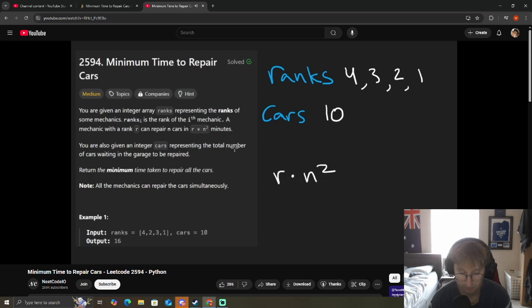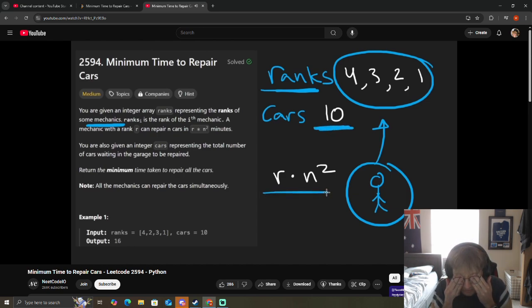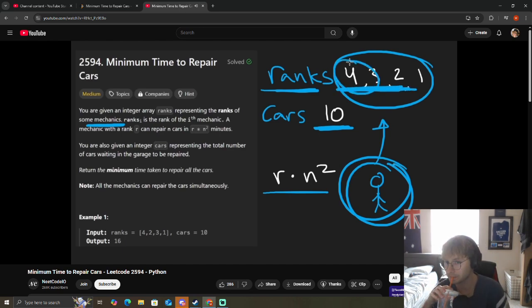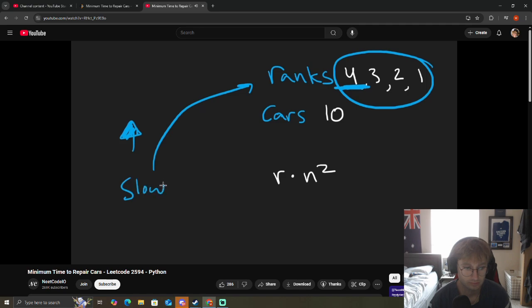So what they say is that we're given a bunch of mechanics. These numbers represent the ranks of every mechanic, which is basically like a person who's going to be fixing the cars. We need to fix 10 cars, and this equation tells us how quickly each mechanic is going to be able to fix those cars given the rank of that mechanic. Just to make it very clear, the higher the rank of a mechanic, the slower they will work. So a high rank means they work slower.